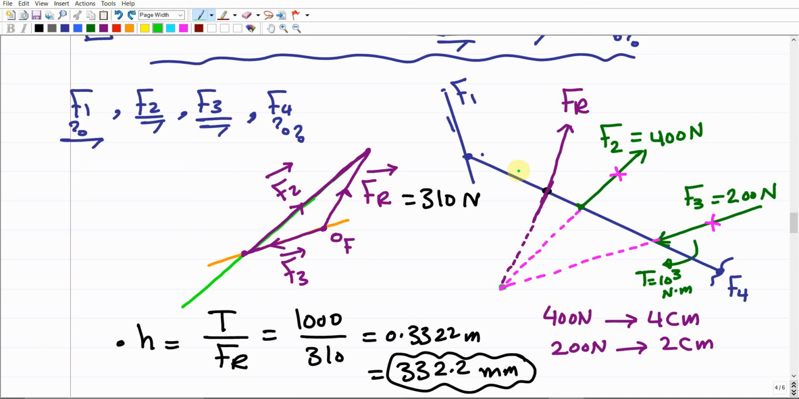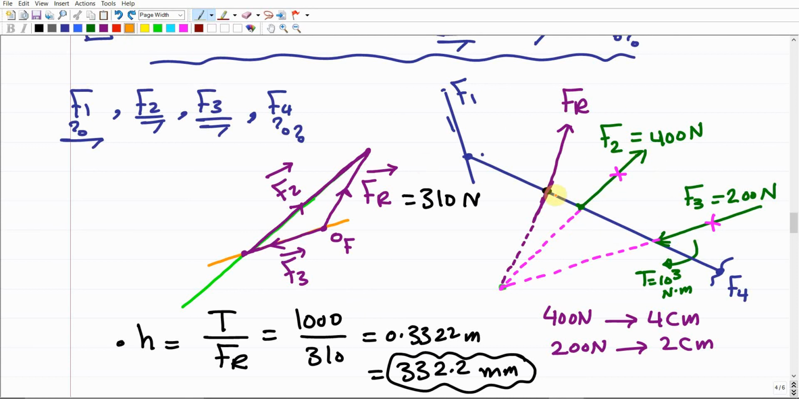Shifted with a distance. This normal distance is h. How can we find this h? Divide the torque by the FR. These are the two things that we would like to combine: define the force by the torque by the force. You're going to end up with the h value. Then you're going to scale it depending on the scale that you already used for generating this drawing.